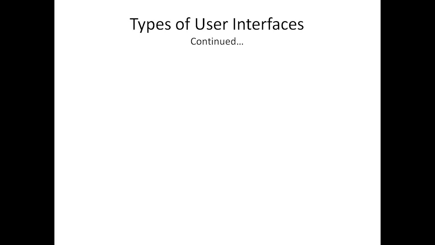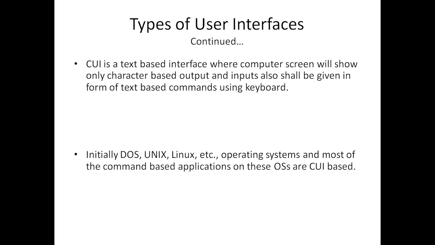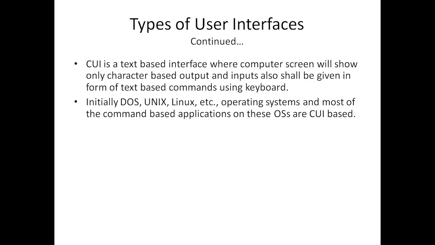Types of user interfaces. CUI is a text-based user interface where the computer screen will show only character-based output and inputs also shall be given in the form of text-based commands using the keyboard. Initially DOS, Unix, Linux, etc. operating systems and most of the command-based applications on these operating systems are CUI based.